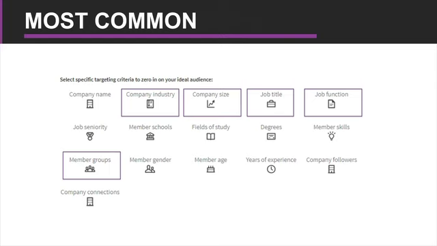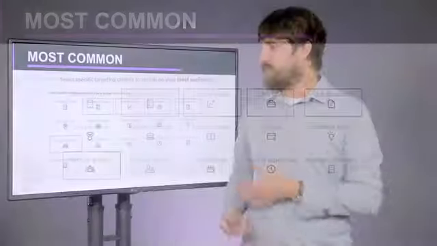Job title, one of the major ones that we'll use. Job function, a little bit less we'll use that one, because usually I can get that handled in job title. There are some situations where someone will have some specific function that they want to target, so that's one that we'll use. And then member groups, I wanted to point out for people that are targeting an audience that have more of an interest base. You can use member groups.